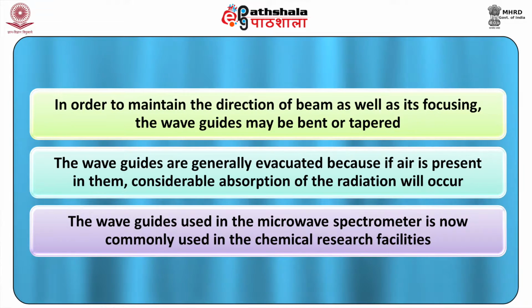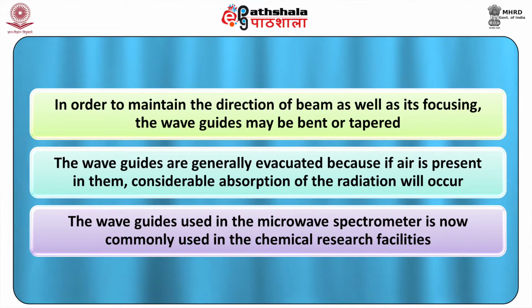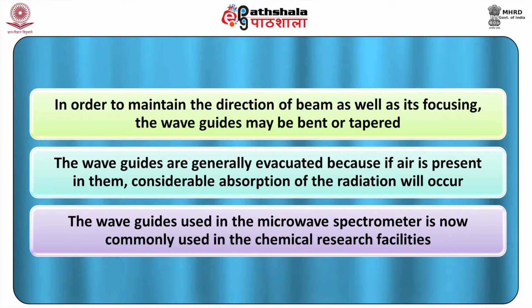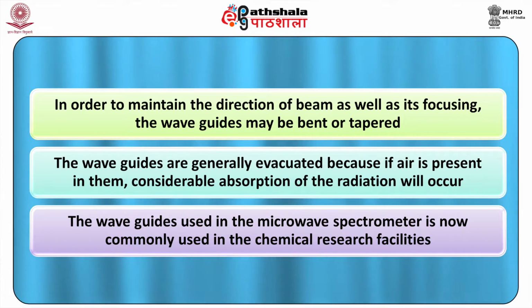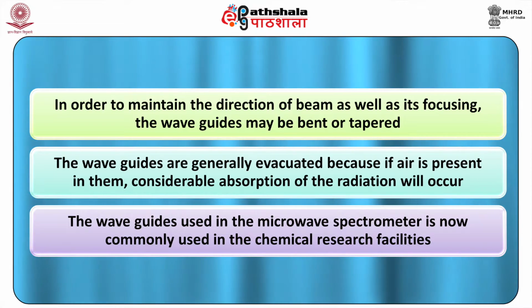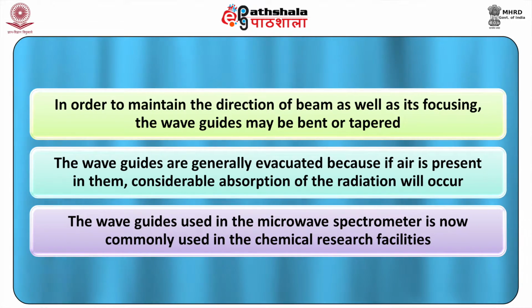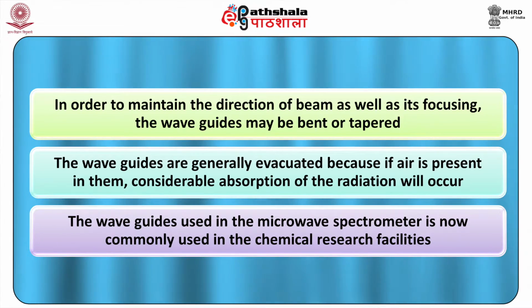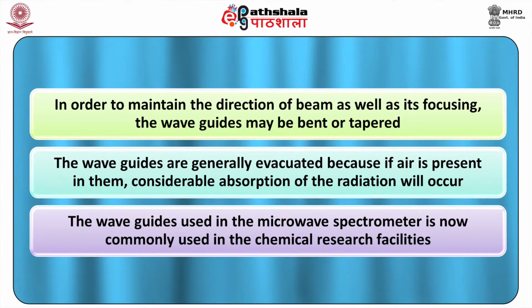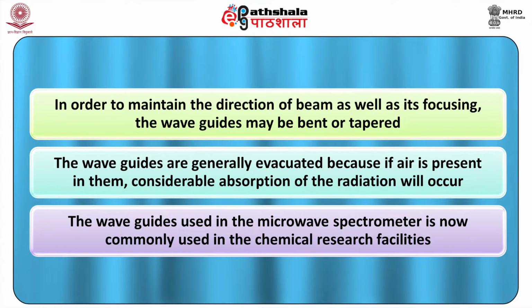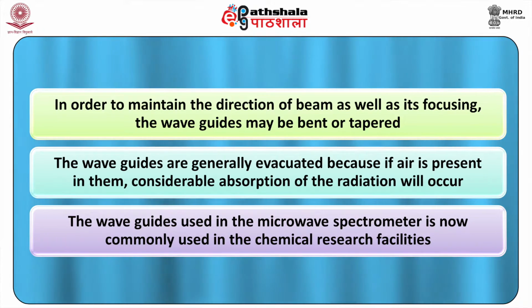In order to maintain the direction of the beam as well as its focusing, the waveguides may be bent or tapered. The waveguides are generally evacuated because if air is present in them, considerable absorption of the radiation will occur. The waveguides used in such a microwave spectrometer are now commonly used in chemical research facilities.